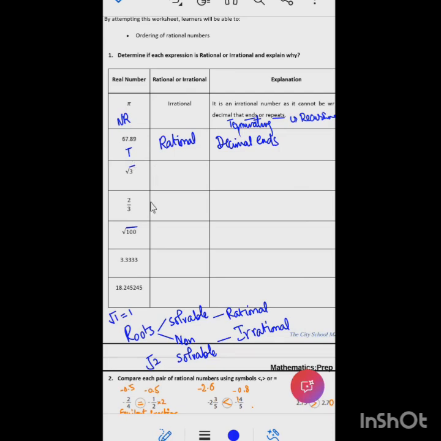So now just look at these two roots जो आपके पास इस worksheet में है. One is square root of 3. So now tell me, is 3 a square number? No, ma'am. So it will be an irrational number. And in the reason you can write it down because this is a non-solvable root. It's also non-recurring.